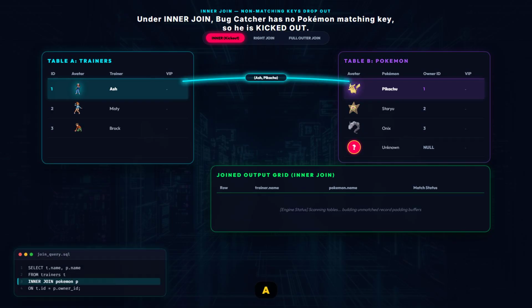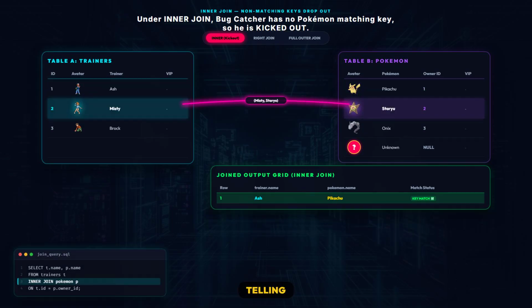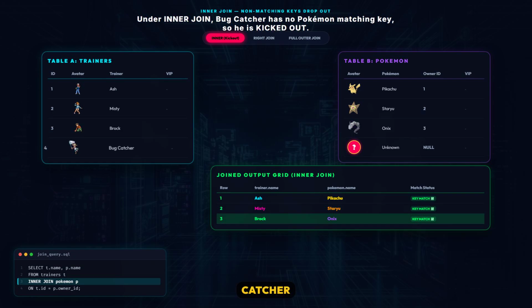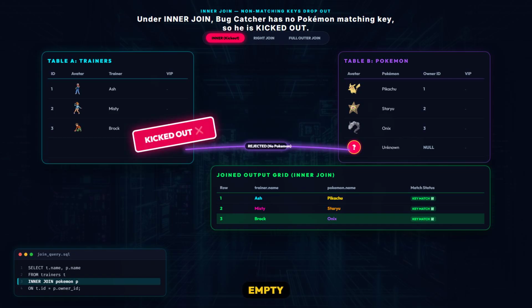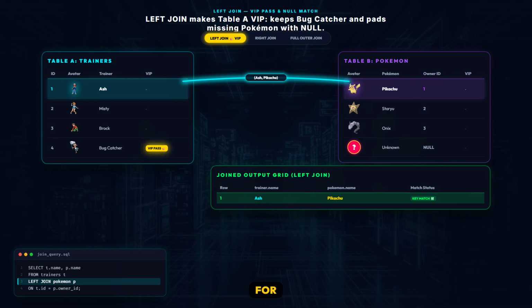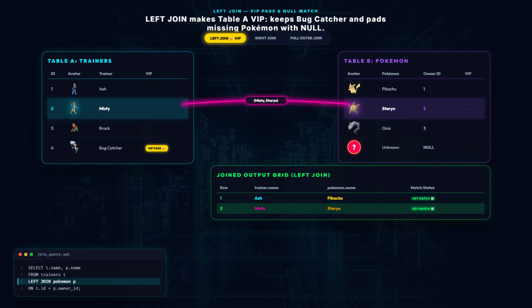All right, so let's imagine this little scenario. Let's say that you have a brand new trainer, maybe something stupid like a bug catcher, and he just hasn't caught any Pokemon yet. In an inner join, Officer Jenny is going to turn him away because there's no matching Pokemon. He's just going to get completely kicked out. But what if we actually want to keep him on the list? How would we do this?